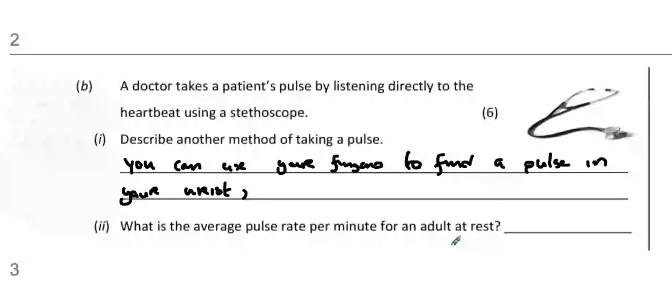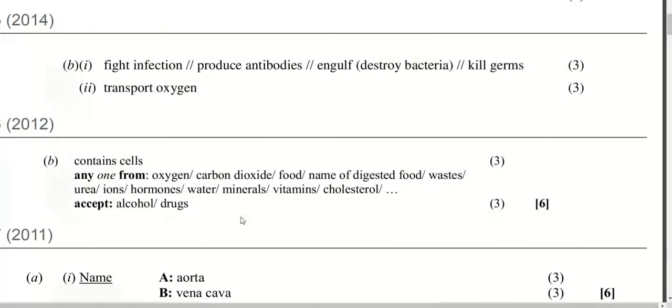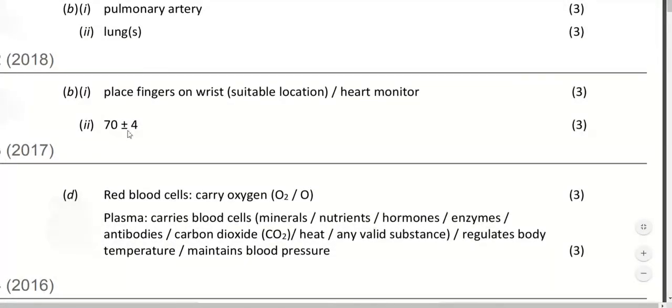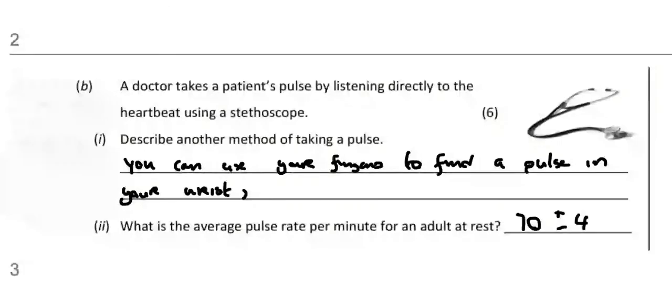What's the average pulse rate per minute for an adult at rest? Apparently it's 70 beats per minute, plus or minus 4 was the margin of error they gave us in this one. You can see the marking scheme here gave us 70 plus or minus 4 there. Okay, so let's move on. Question 3.